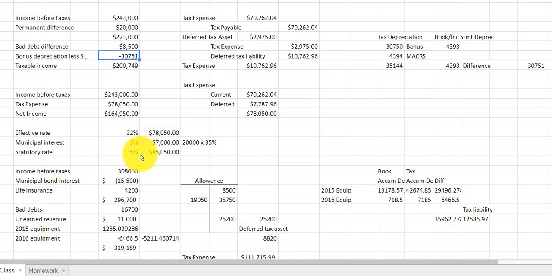And remember, the things that cause changes in the effective tax rate are all permanent differences, never temporary differences. So we go back up here, and we remember that our permanent difference was municipal interest. That is the reason why we're 3% different from the statutory rate. Instead of having a tax expense of 85,050 if it had been 35%, it's 78,050. The difference is 7,000, which could have been calculated by taking the 20,000 permanent difference times 35%.